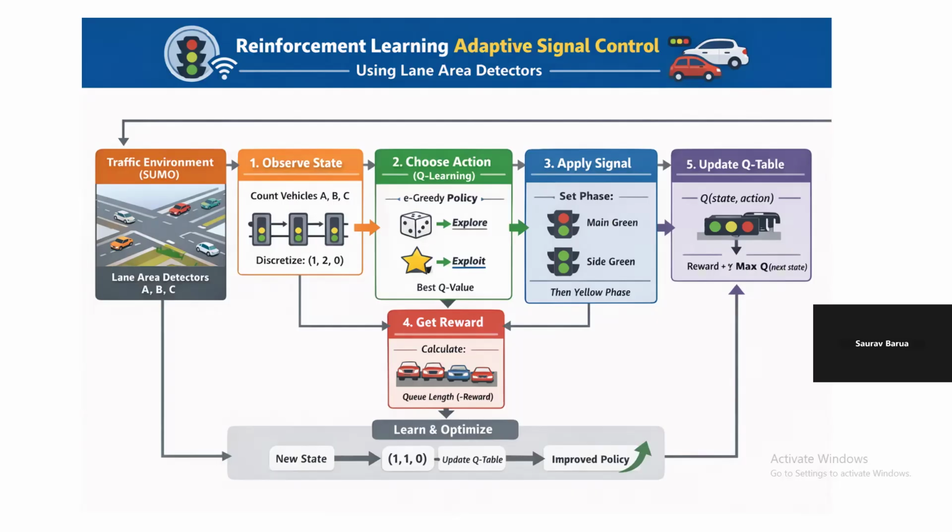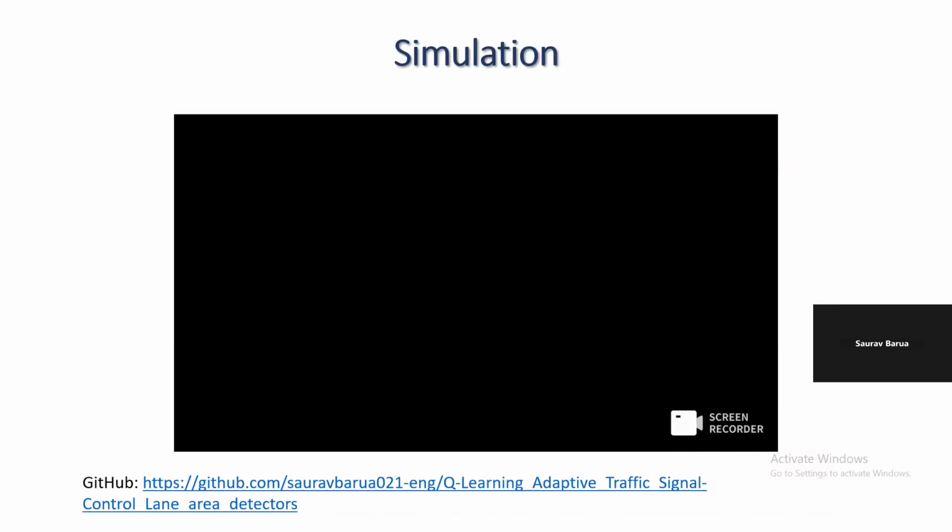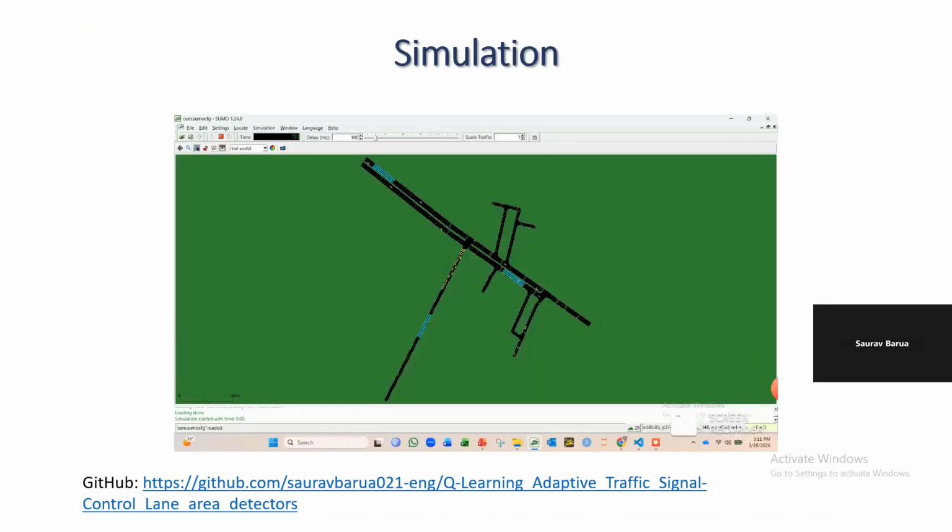Within that Q table, the state will be 110 or like that. It will take a new state in the updated Q table. And this is all about my reinforcement learning adaptive signal control. I use lane area detectors here. And this is the simulation, and I provided the GitHub code link.